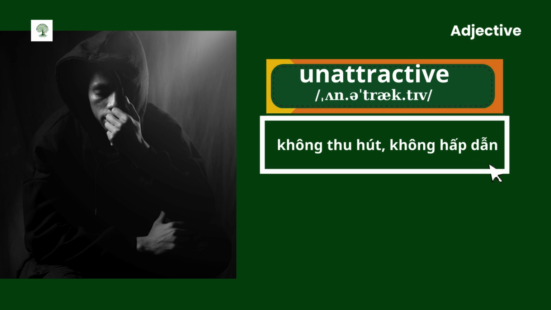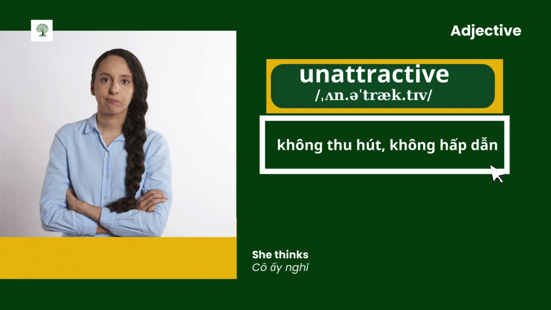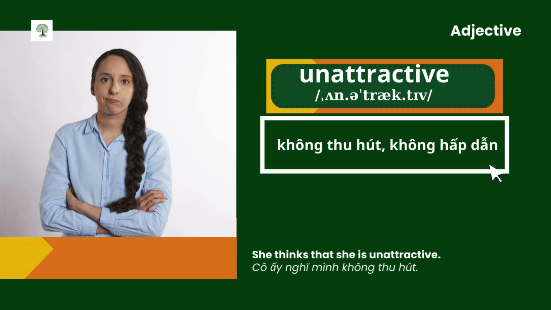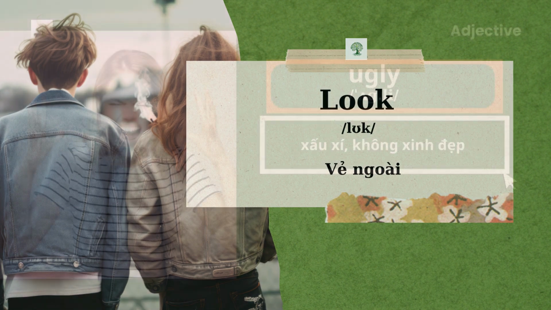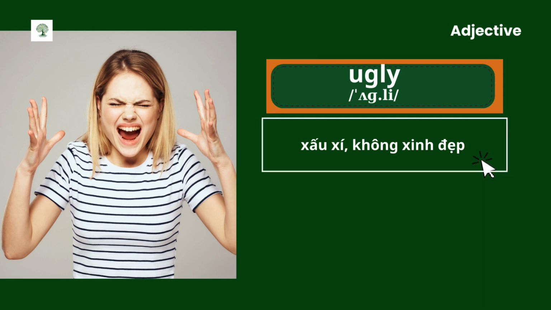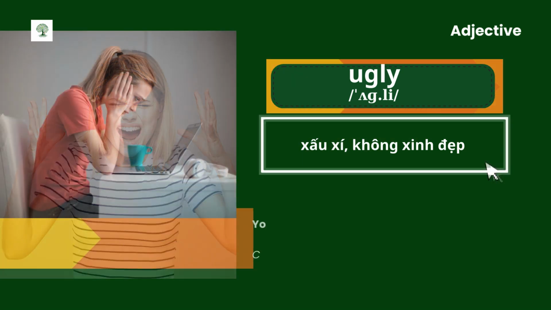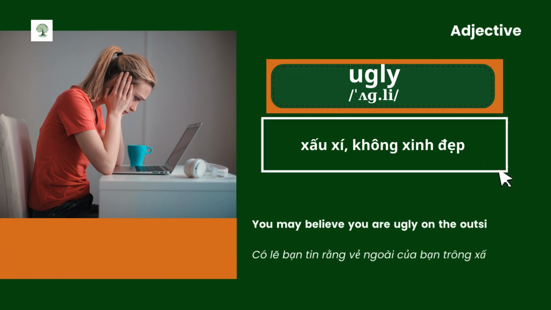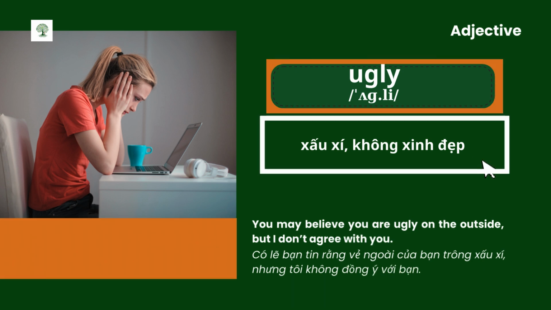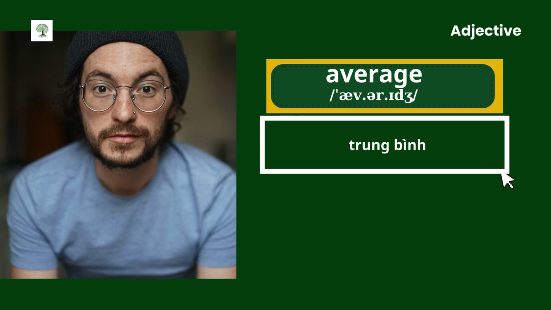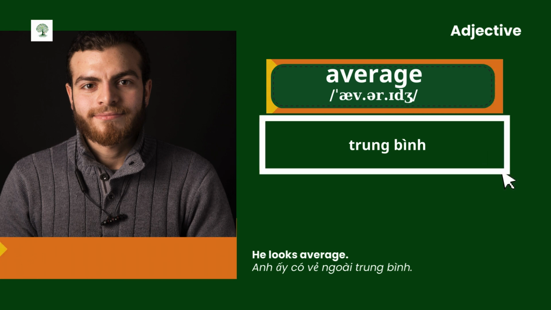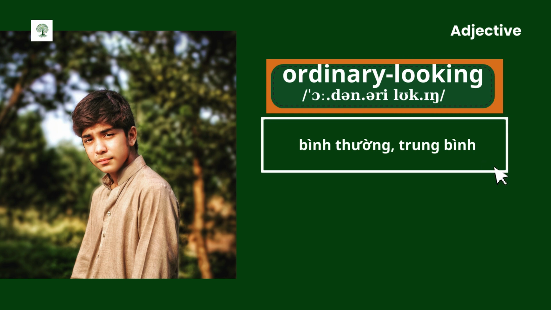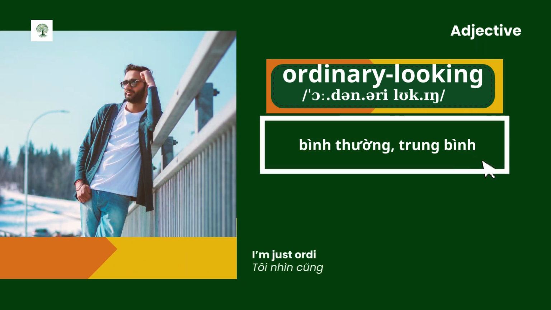Unattractive. She thinks that she is unattractive. Look. Ugly. You may believe you are ugly on the outside, but I don't agree with you. Average. He looks average. Ordinary looking. I'm just ordinary looking.